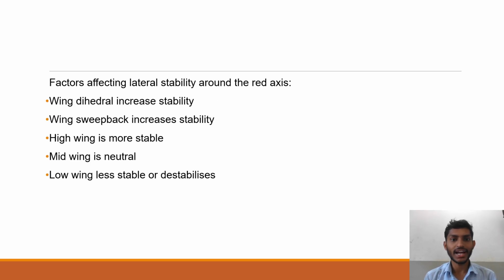Factors affecting lateral stability: wing dihedral, which increases the lateral stability. Wing sweep back, which increases the lateral stability. High wing is more stable. Mid wing is neutral. Low wing is less stable.